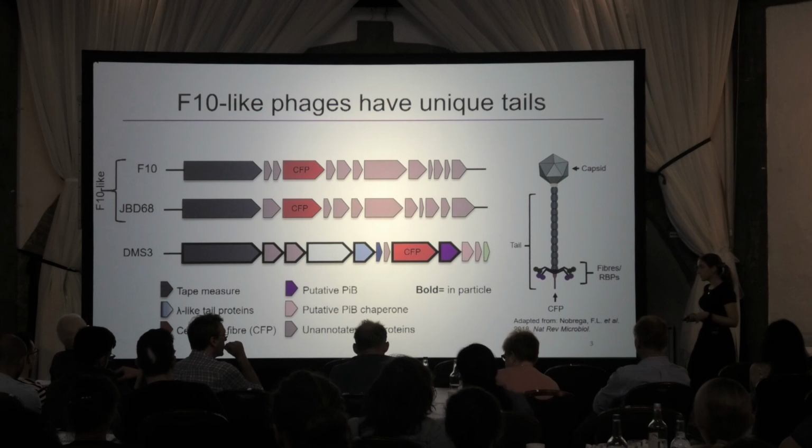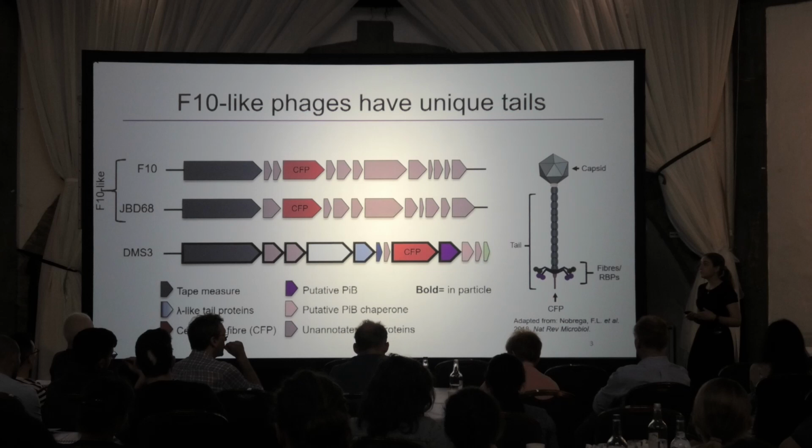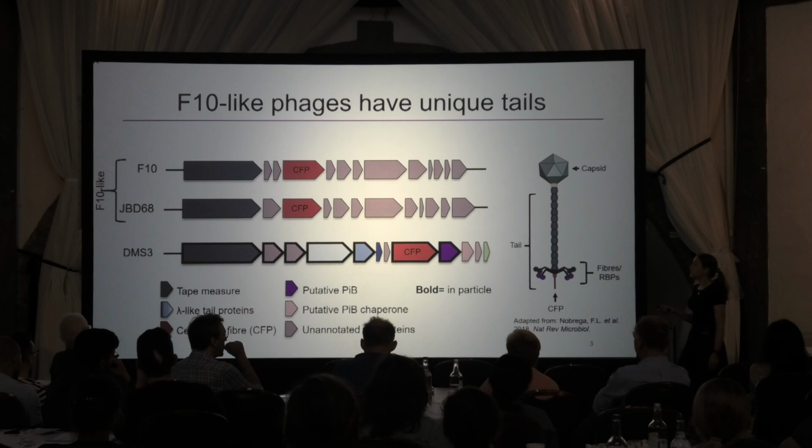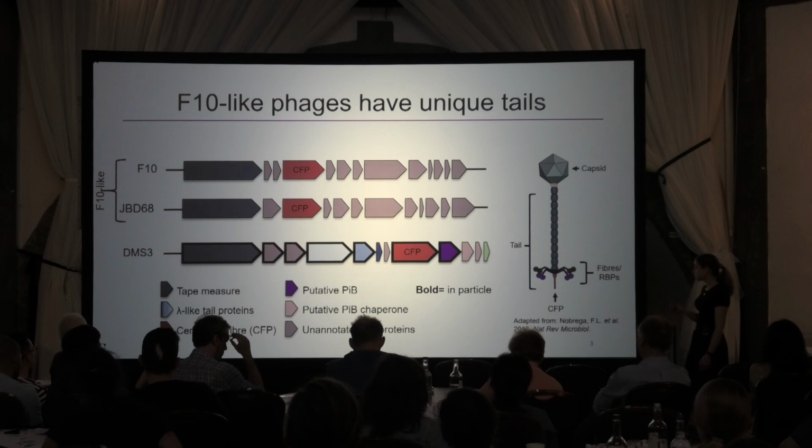So we turned our attention to a more diverse group of phages that seem to have really interesting tail structures. And we call these phages the F10-like phages because they're similar to the Pseudomonas typing phage F10. Now, when we take a look at their tail regions, which is what I'm showing you here, you can see it's a much different story.